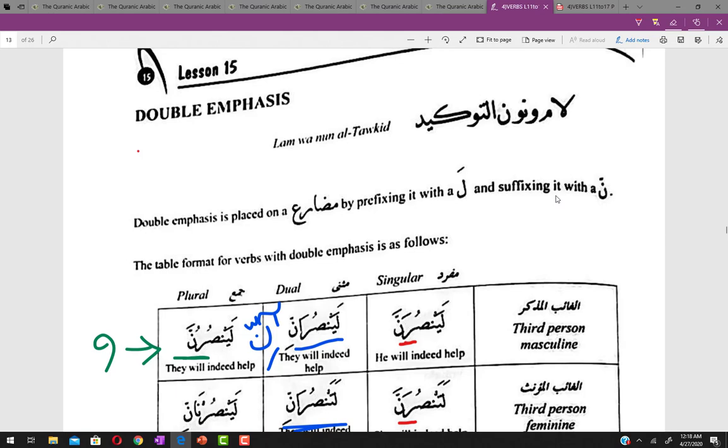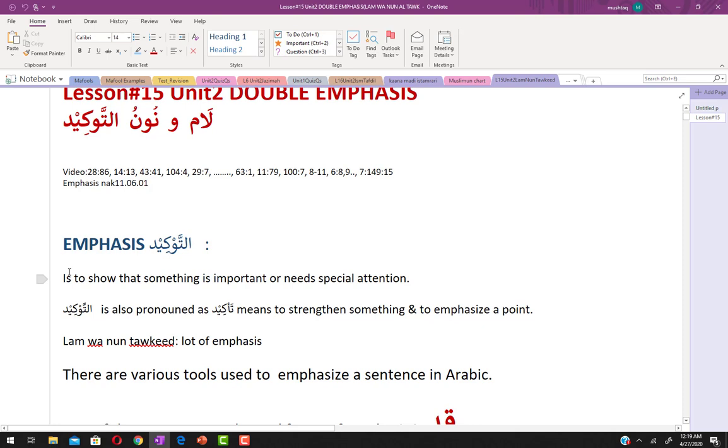Tawkeed, or emphasis, is to show that something is really very important or needs special attention. Tawkeed is also pronounced as taqeed, which means to strengthen something or to emphasize a point.